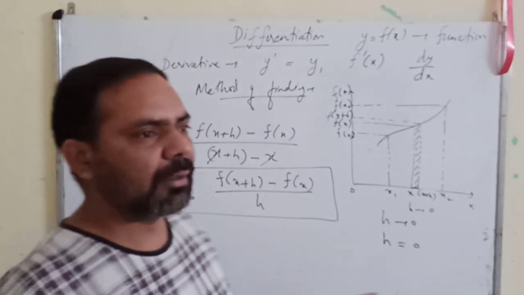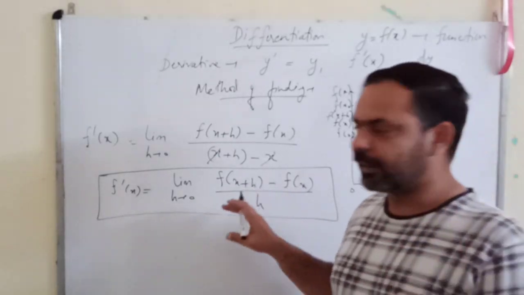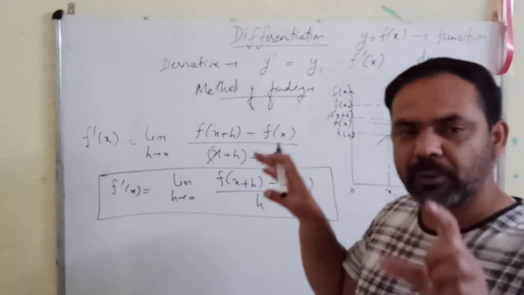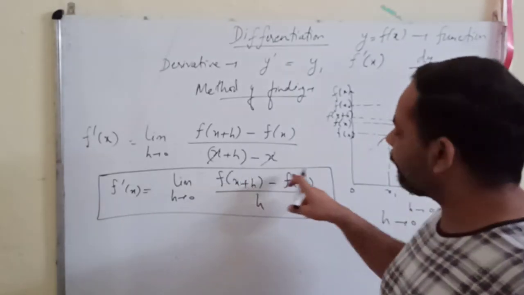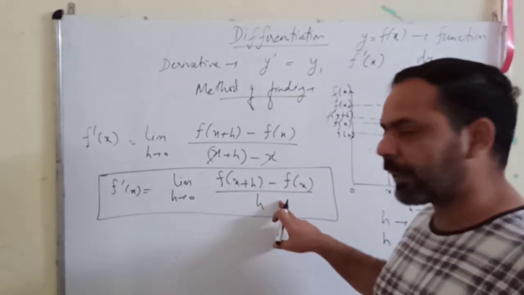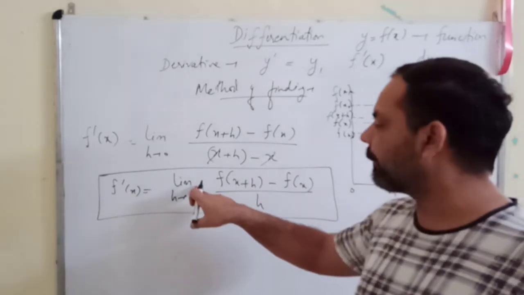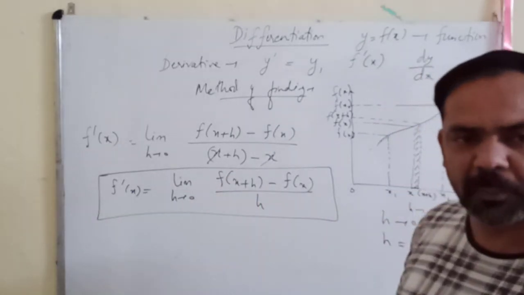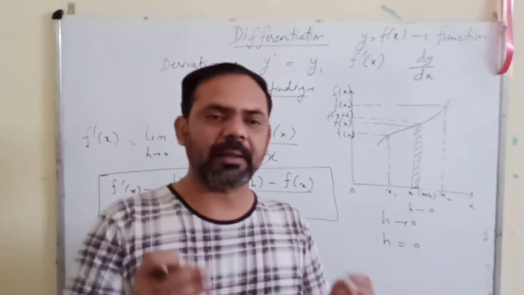So now you can easily understand the definition of a derivative. Derivative is nothing but the rate of change of image with respect to the change in pre-image, given that the change in pre-image is infinitesimally small. What we get with this is the instantaneous values.